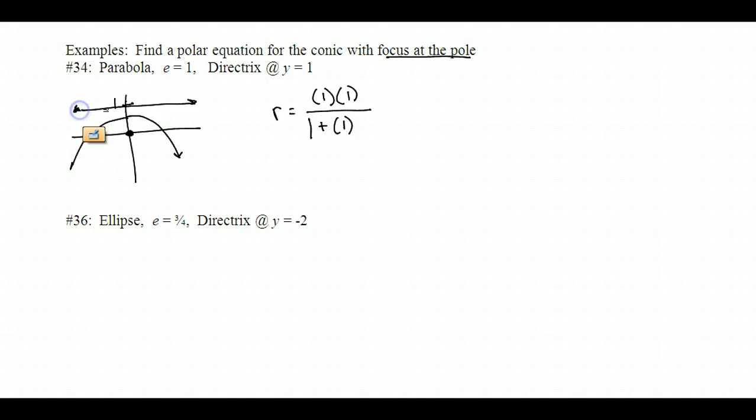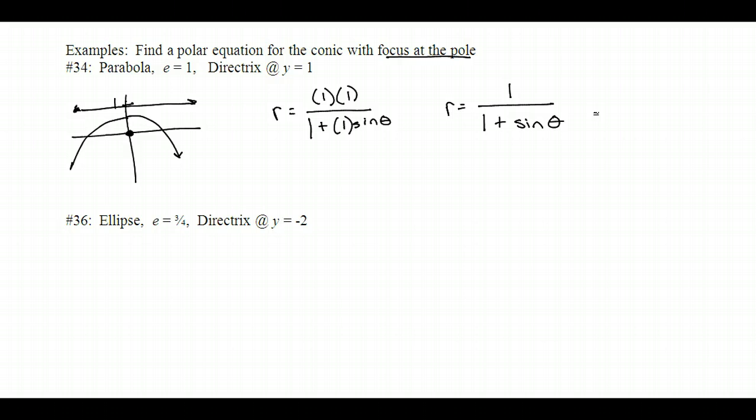And now we have a horizontal line. And remember, a horizontal directrix means that it's going to be sine. So then there's sine theta. So that one's really easy. When we're done, we should clean it up a little bit. So we have r is equal to 1 divided by 1 plus sine theta. And there is our polar equation for our parabola, with the focus at the pole.